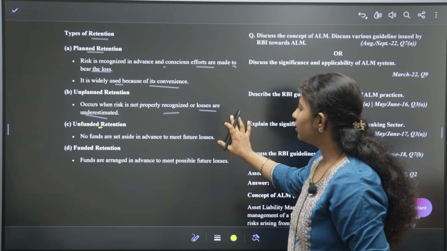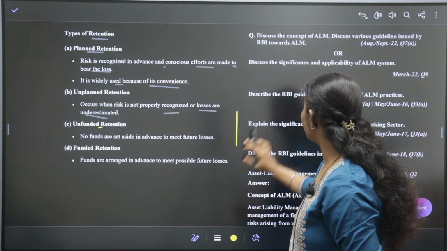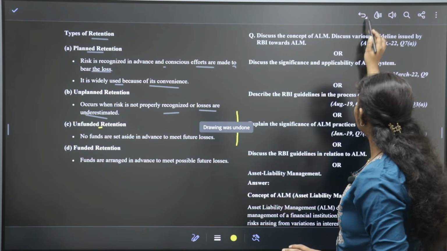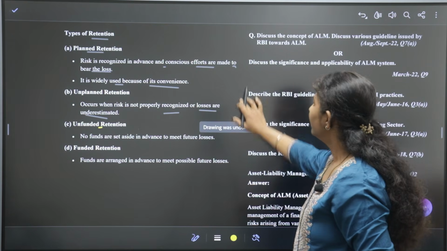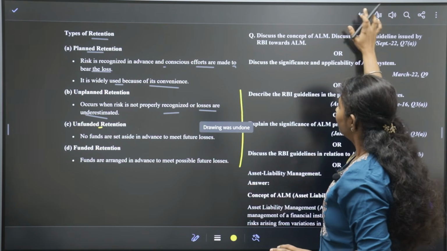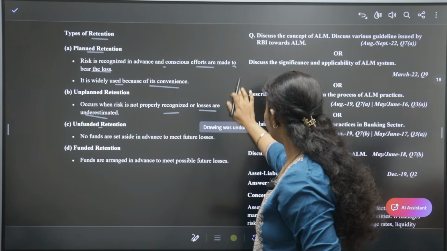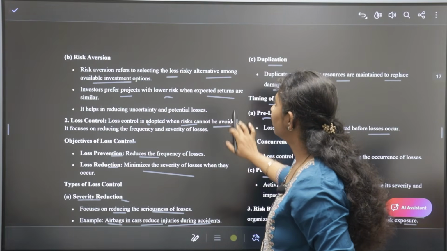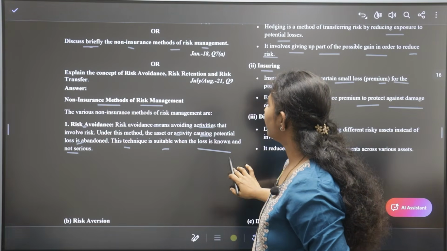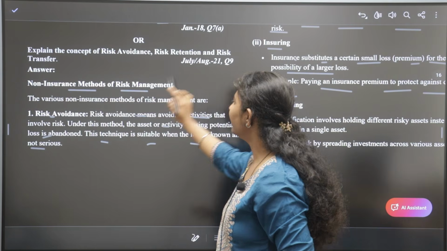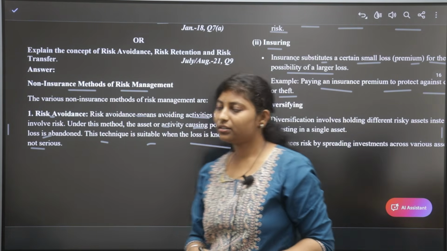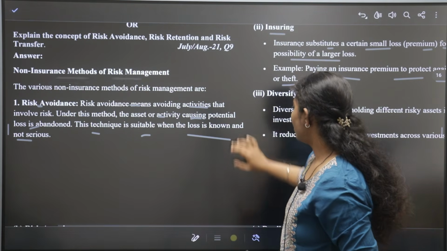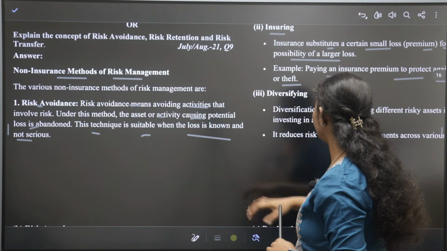So here I finish the question which is very important, the first question in your second unit. So what is that question? We'll see once again. We covered all about risk avoidance, risk retention and risk transfer. All these things we covered just now. We'll go for the next question.